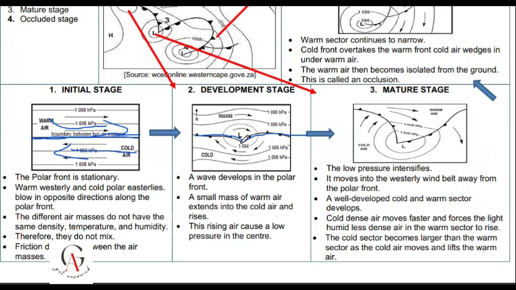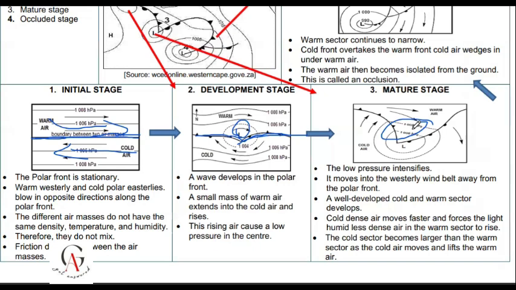Then we go to number 3. You are seeing the difference here. This is a zone which is occupied by warm air. It's still wide when we have that disturbance on the polar front. But if we check here, the area which is occupied by the warm air is increasingly getting narrower and narrower. We have reached the maturity of the weather system.